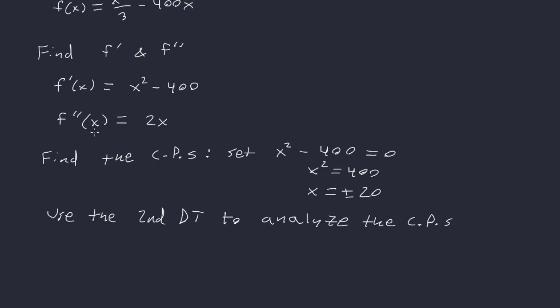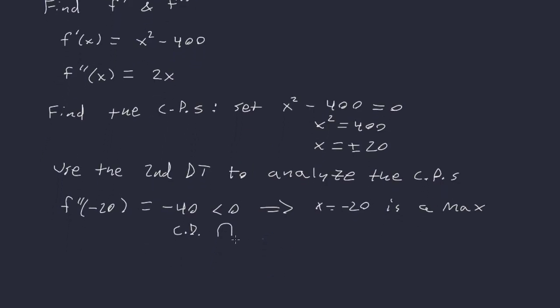Okay, and that's just because we already have the second derivative, and it will be quite easy to plug these into f double prime, right? So f double prime of negative 20 will be negative 40. That's negative. So second derivative negative, that means concave down, which is a frown. So that means that this negative 20 corresponds with a maximum.